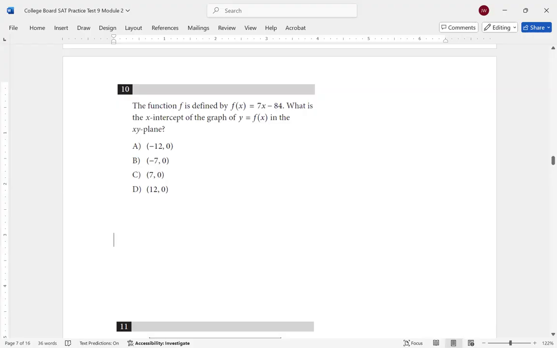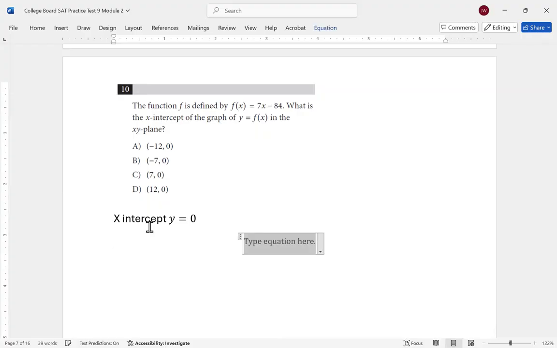Question 10. The function f is defined by f of x is equal to 7x minus 84. What is the x-intercept of the graph y equals f of x in the xy plane? Well, the x-intercept is going to be what I get when I plug in a y value of 0. So all I have to do is set the y value equal to 0. The y value is the output value, so set 7x minus 84 equal to 0.